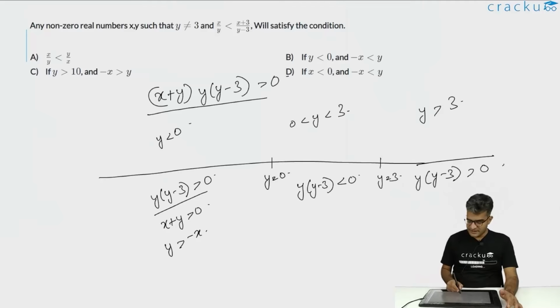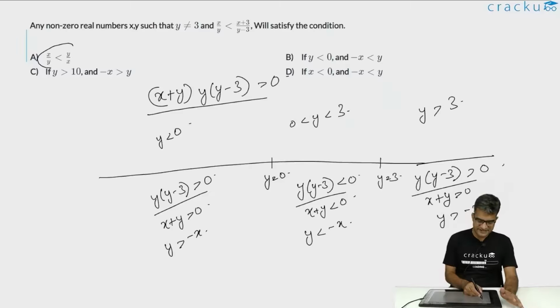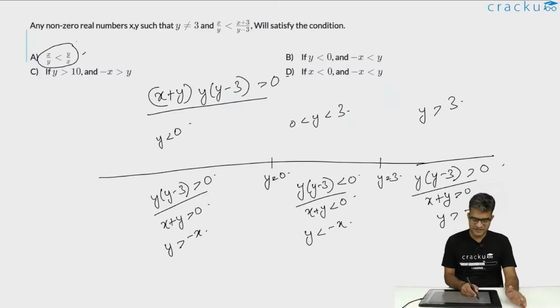Here, y into (y minus 3) is less than 0, so we want x plus y to be less than 0. Therefore, y has to be less than minus 6. Here again, y into (y minus 3) is greater than 0, so x plus y has to be greater than 0, or y has to be greater than minus 6. But if you're looking at the options, x by y is less than y by x is immaterial. We can't really say anything about x by y. So this is not the answer.